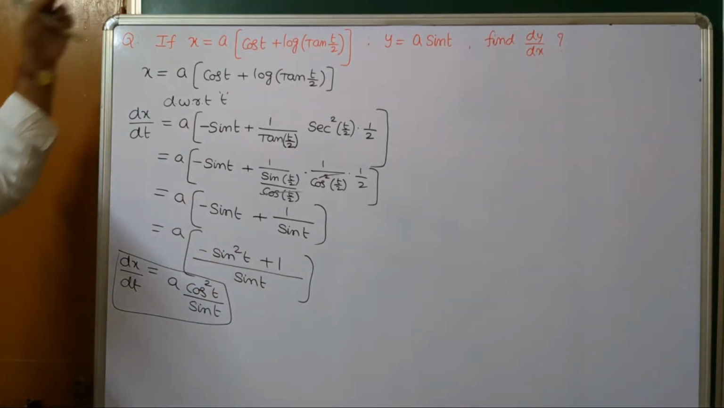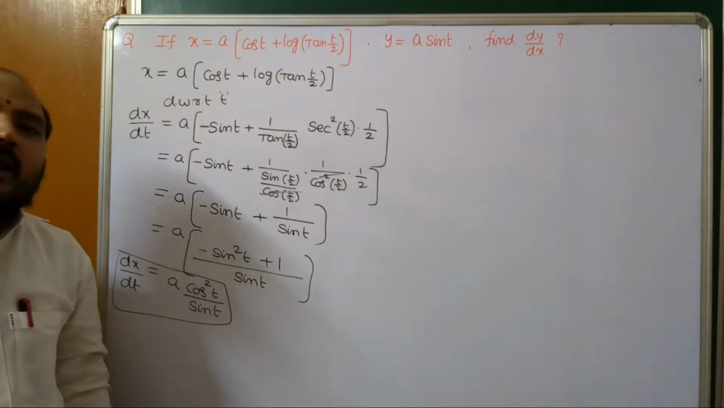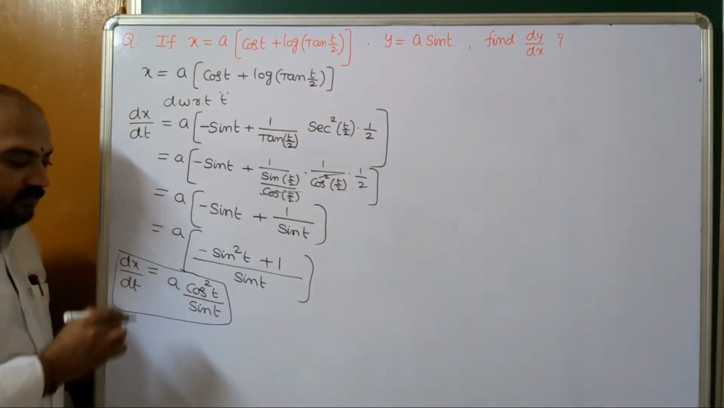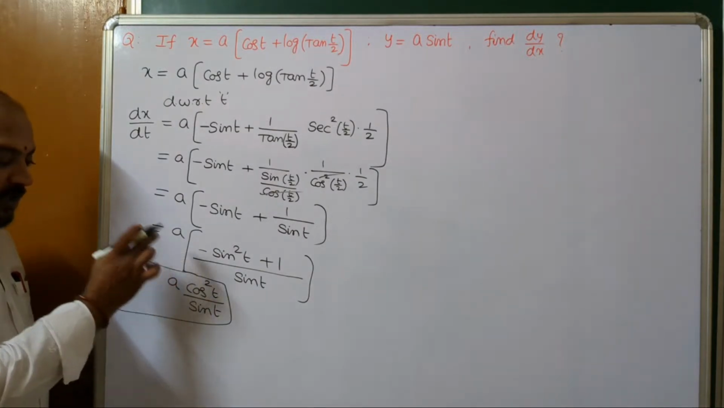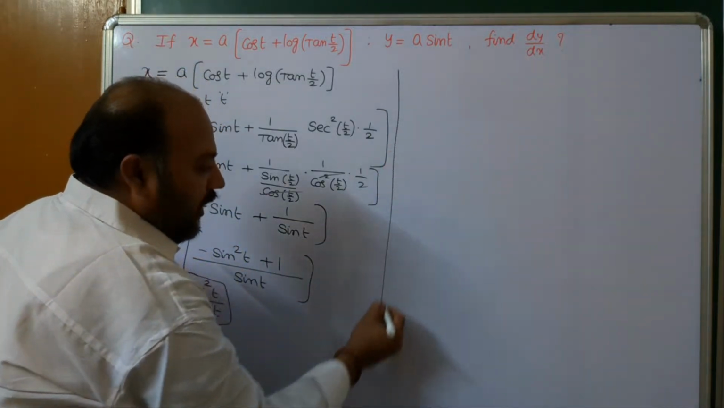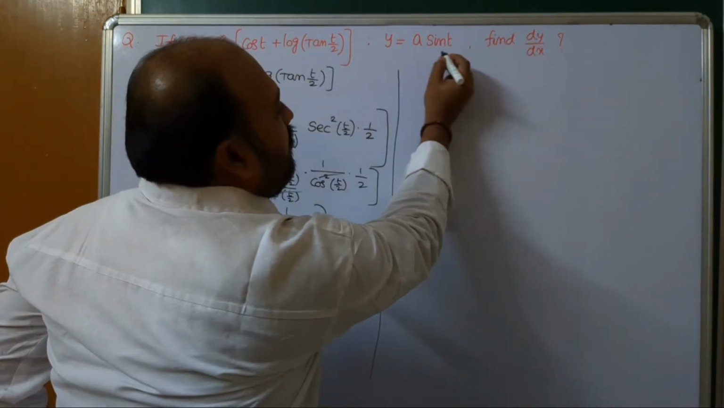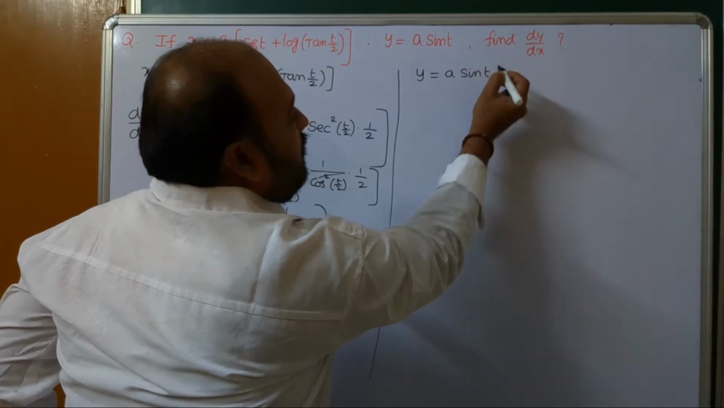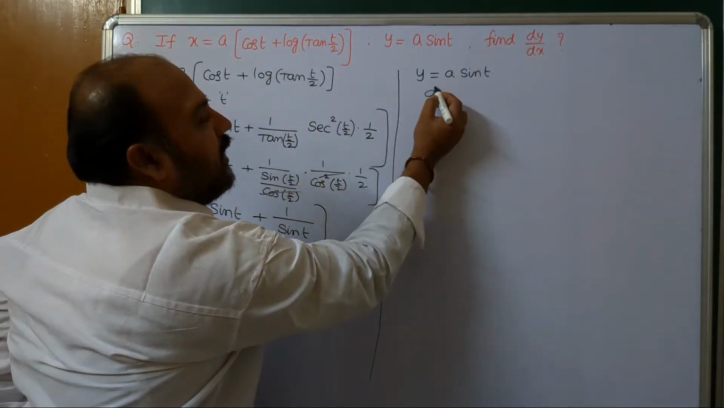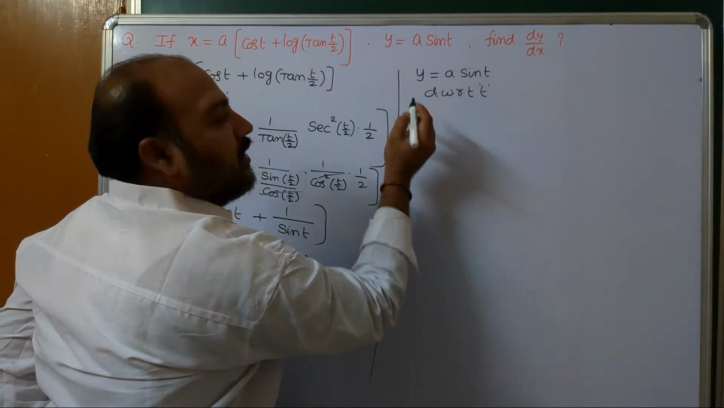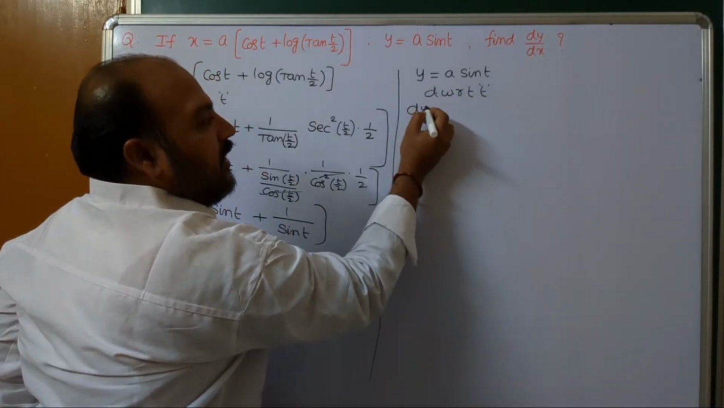Okay, dear students. Slowly you can calculate. Don't neglect. Slowly, step by step, term by term, you have to differentiate. Next, we have y is equal to a sin t. Now differentiate with respect to t. Y derivative with respect to t, dy by dt.